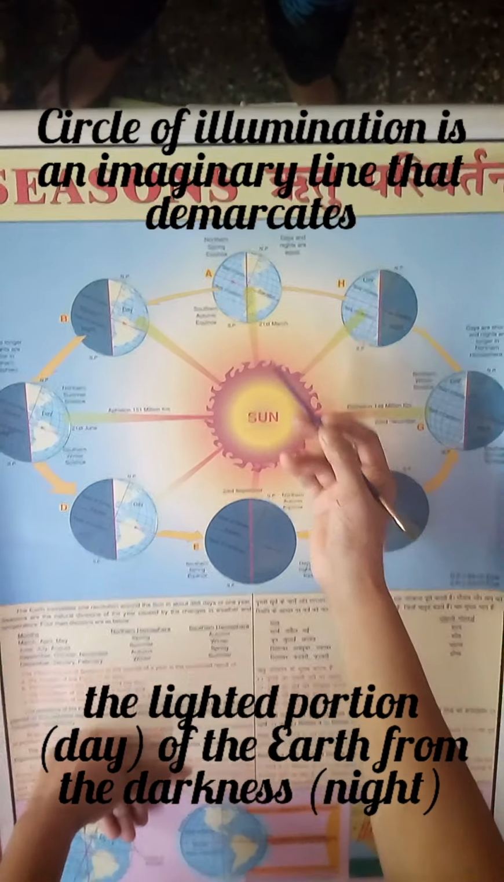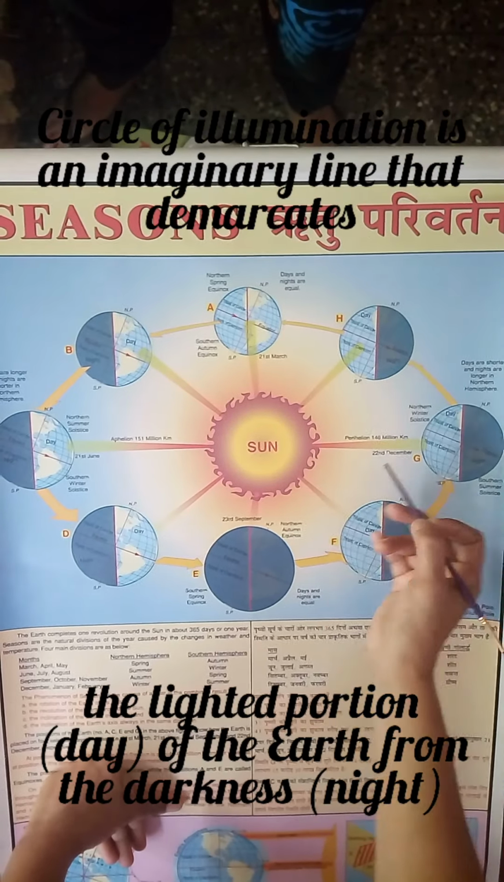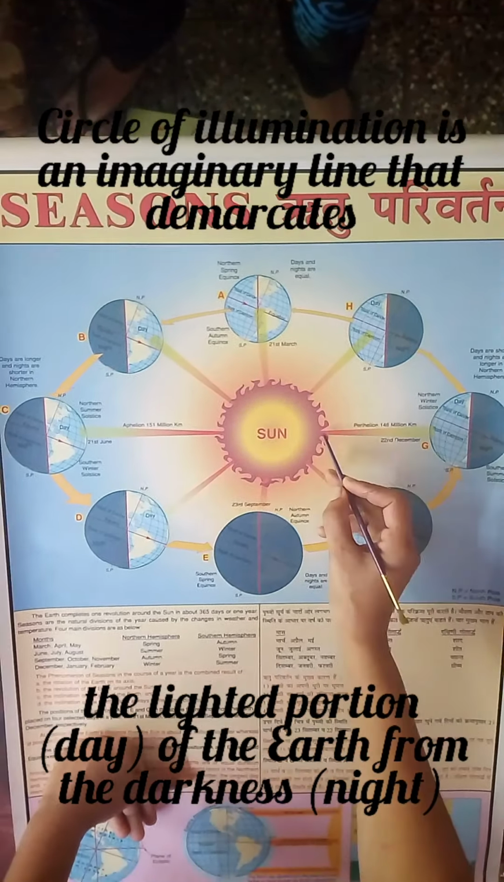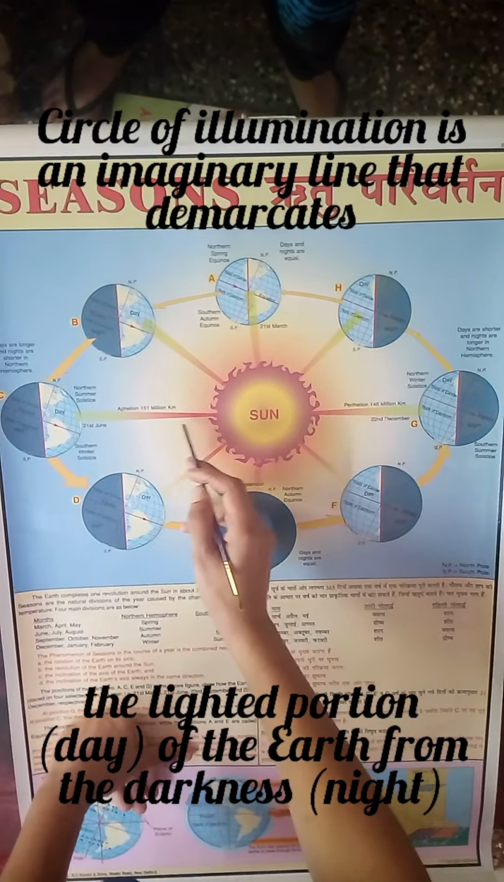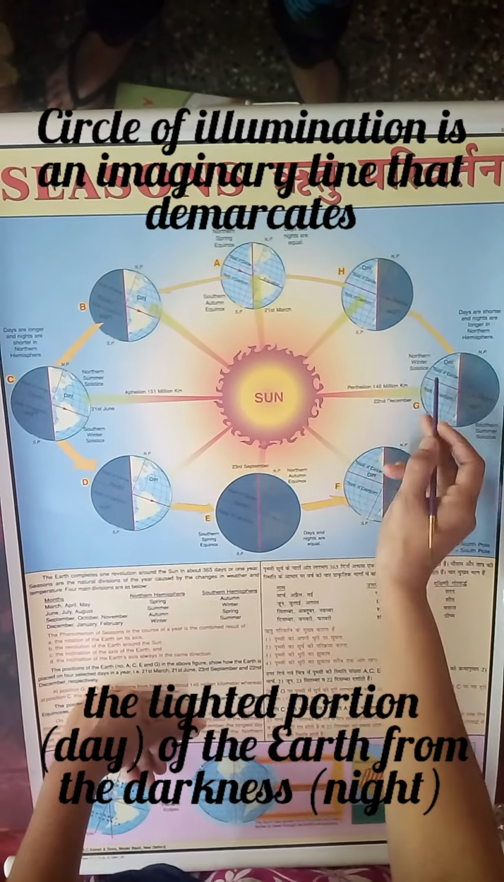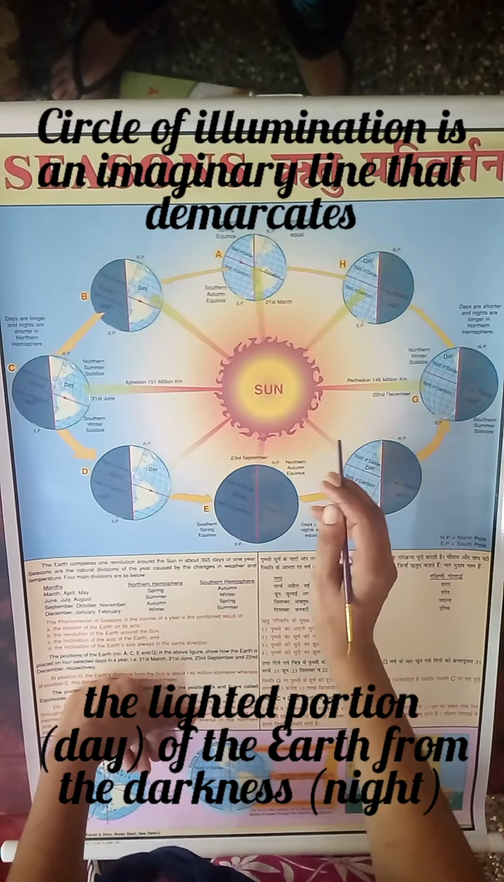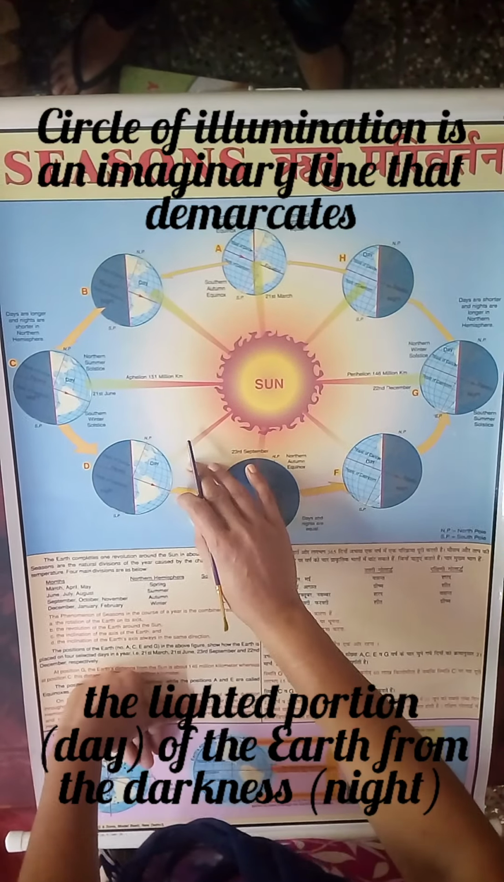In this diagram, Earth's different positions along the orbital path are given. We already learned the shortest distance between Earth and the Sun, that is perihelion, and the longest distance between the Earth and the Sun is aphelion. These other positions are given here to show the different dates related to the occurrence of seasons.